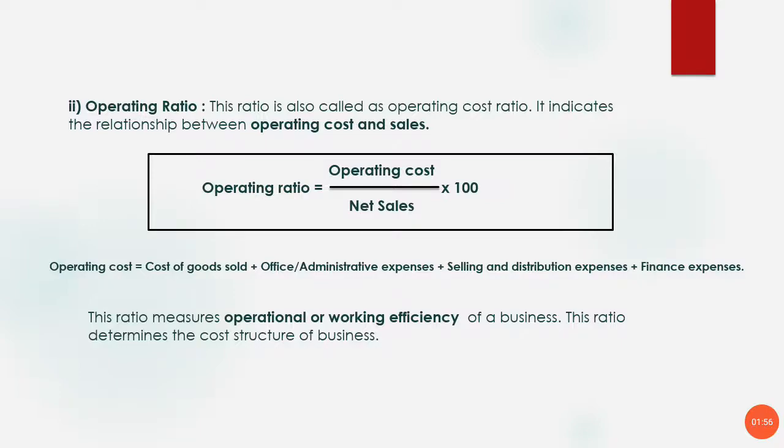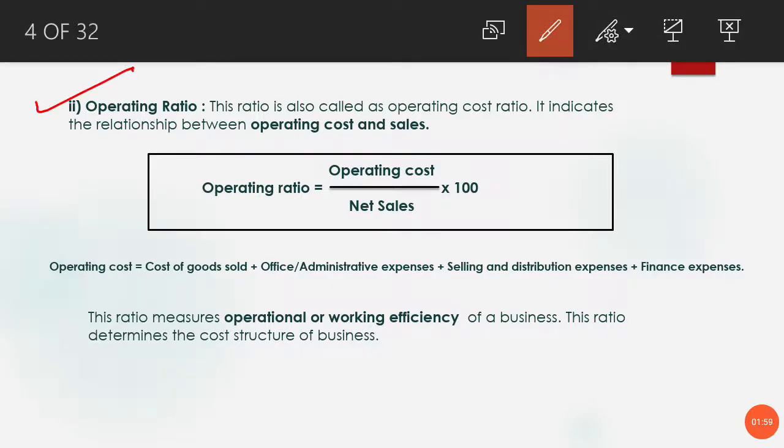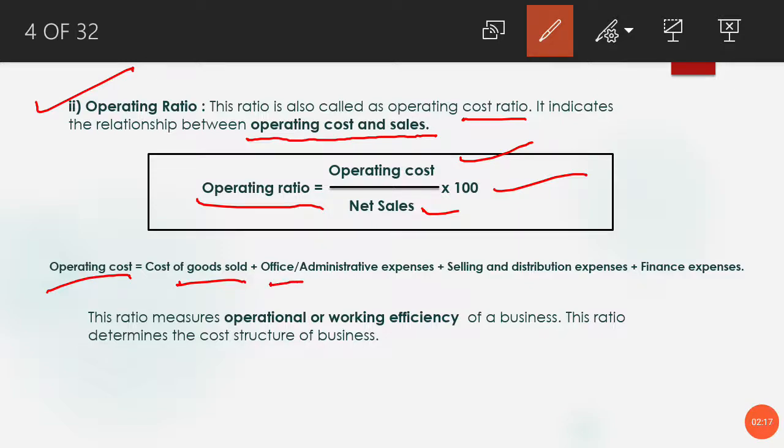2. Operating ratio. This ratio is also called operating cost ratio. It indicates the relationship between operating cost and sales. Operating ratio is equal to operating cost divided by net sales into 100. Operating cost is equal to cost of goods sold plus office and administrative expenses plus selling and distribution expenses plus finance expenses. This ratio measures operational or working efficiency of a business. This ratio determines the cost structure of business.